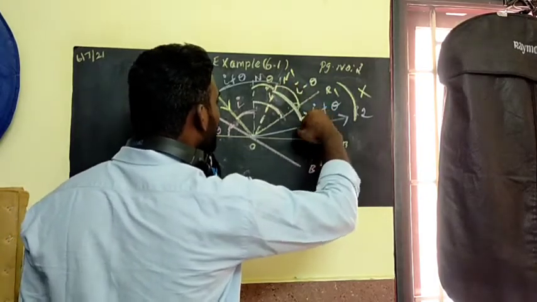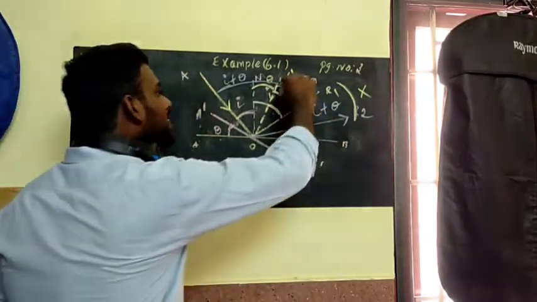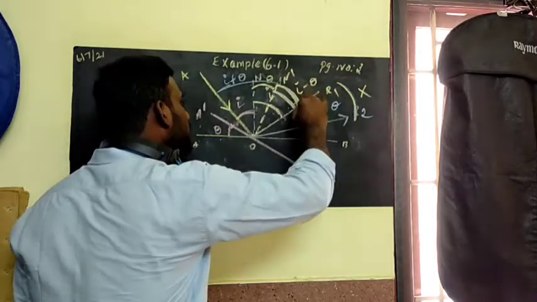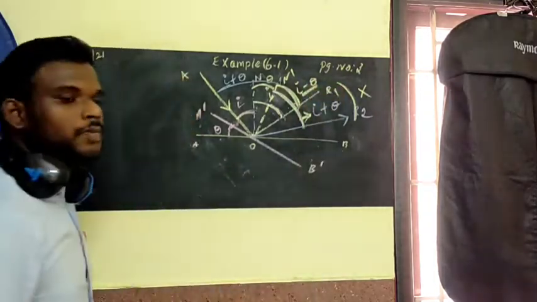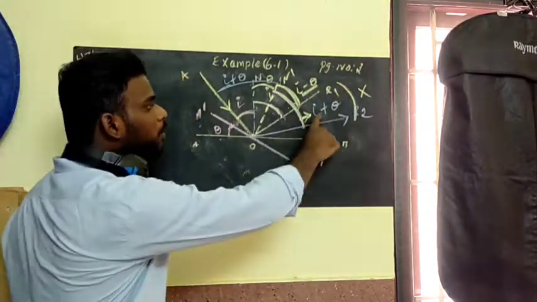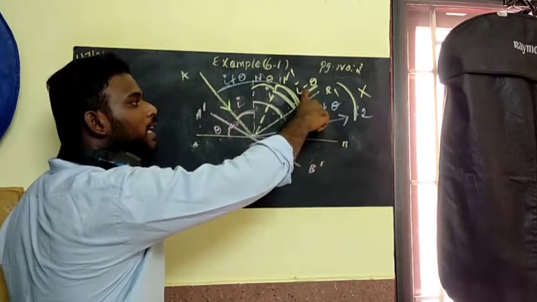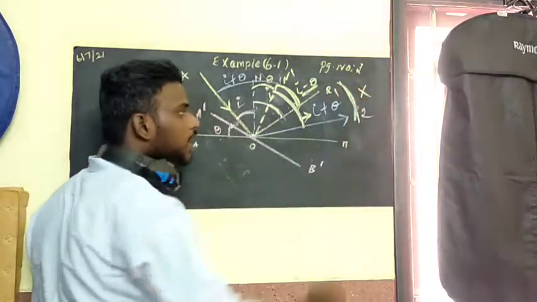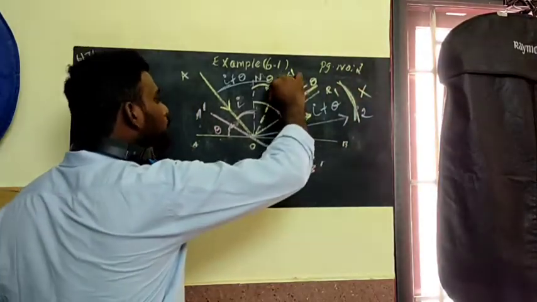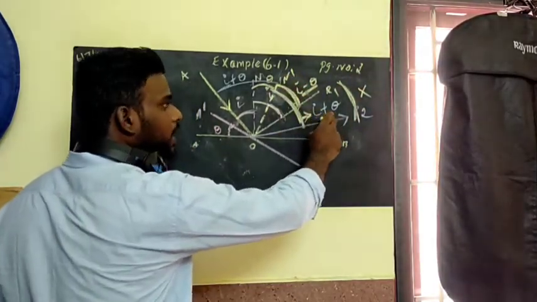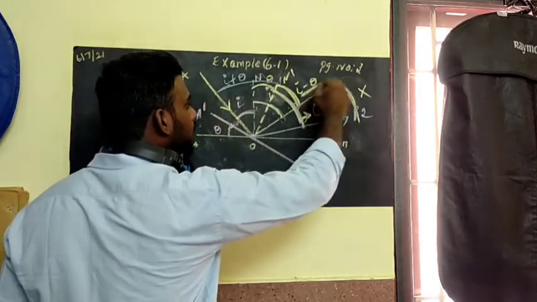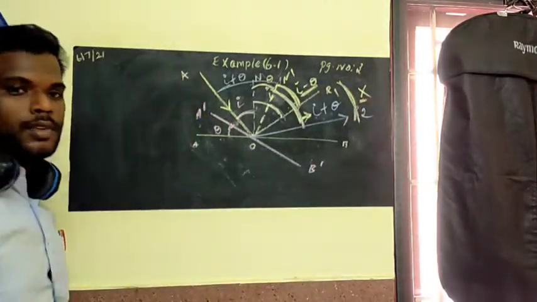This full angle is I plus theta. And this angle is called what? And this angle is I minus theta. Is that clear? So from I plus theta, if we subtract I minus theta, you can get this angle. Or you can see that this full angle I plus theta will be equal to what? I minus theta plus X. Am I right? Is that clear?